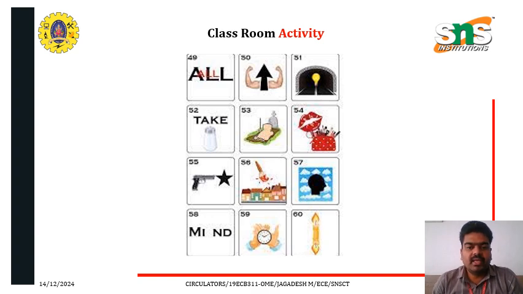So let's take up the classroom activity. The image shown in this slide is a rebus puzzle. We are already practicing rebus puzzles in many classes, and we have a team. Discuss with your team members and find the answer for this rebus puzzle.